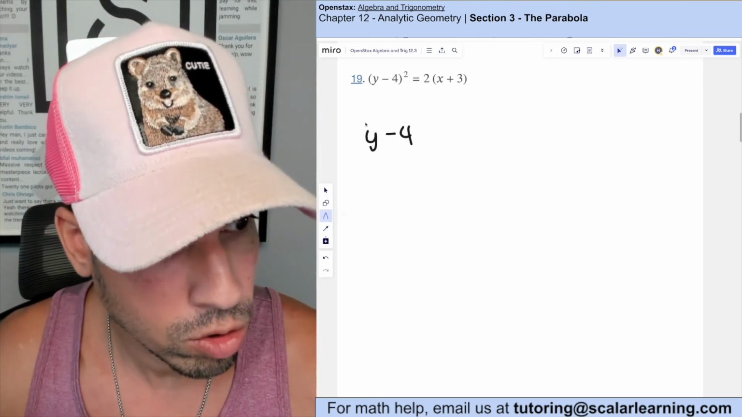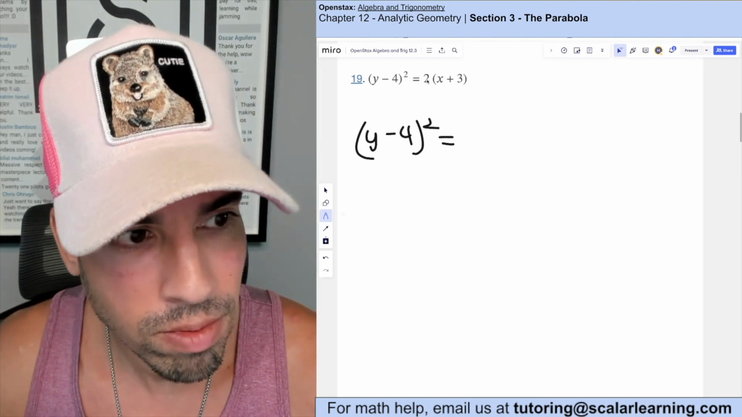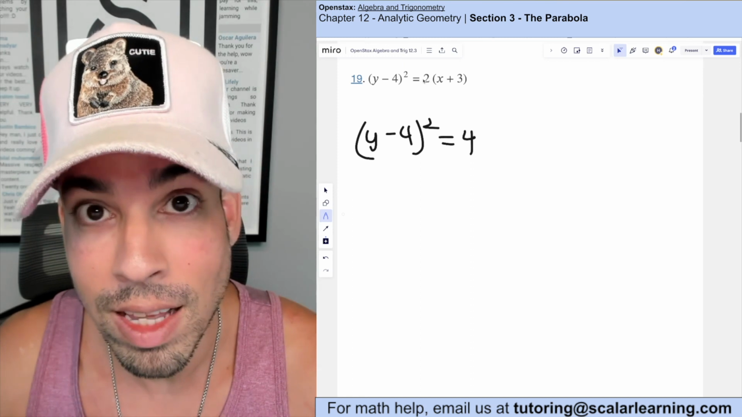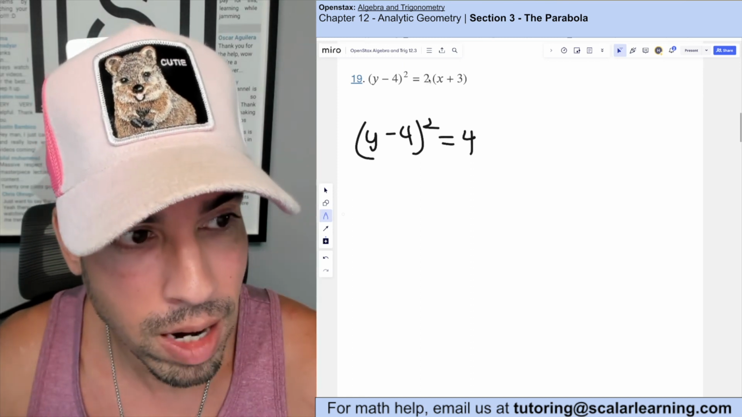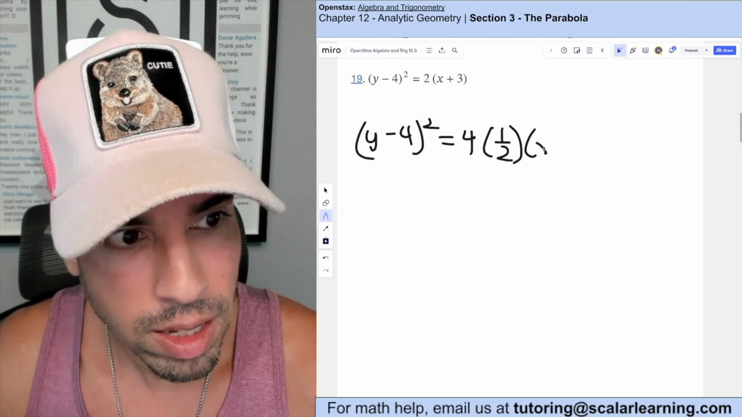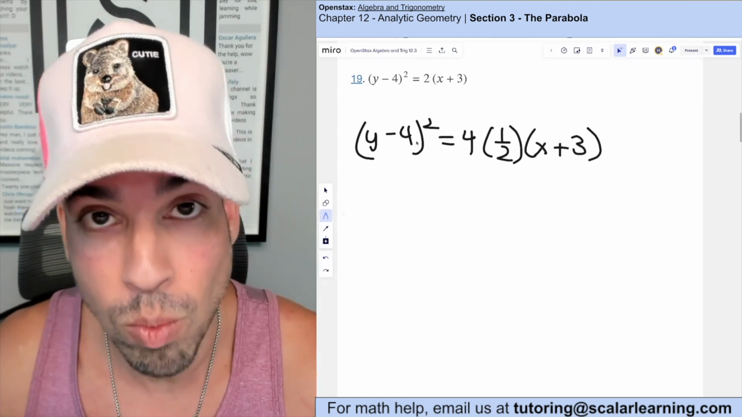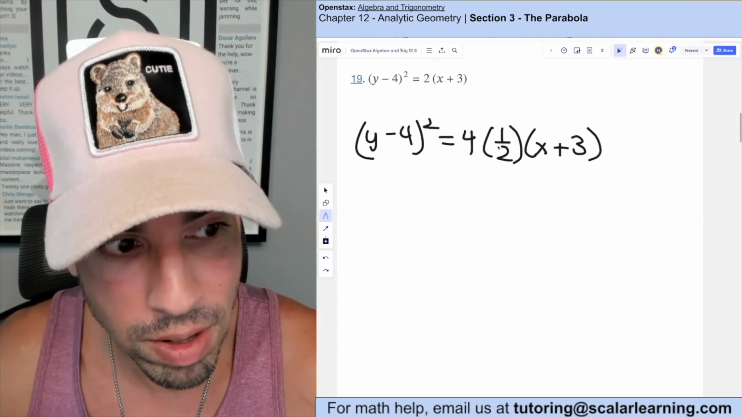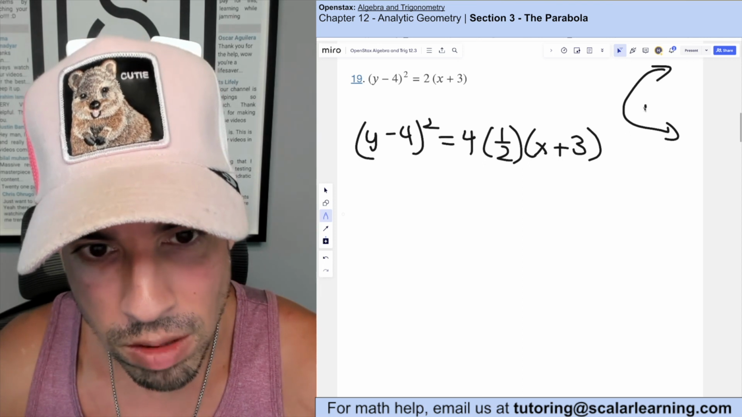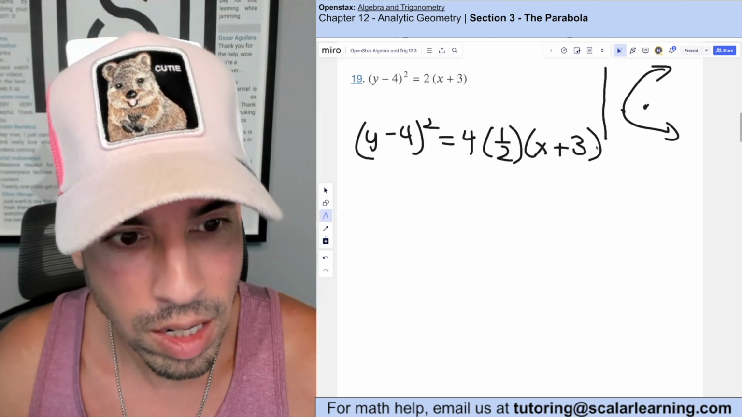The only thing I'm going to do so we can see our p-value a little bit more clearly is I'm going to pull out a 4 from the 2, right? So it's basically like I'm dividing this by 4, which turns that into a 1/2, okay? And then now we can see the p-value is that positive 1/2. And we also see that it's a y squared and a positive p-value, meaning it's opening to the right. I always like to draw that out. That means the focus will be in here. Here's the vertex, and our directrix is going to be a nice vertical line like that.